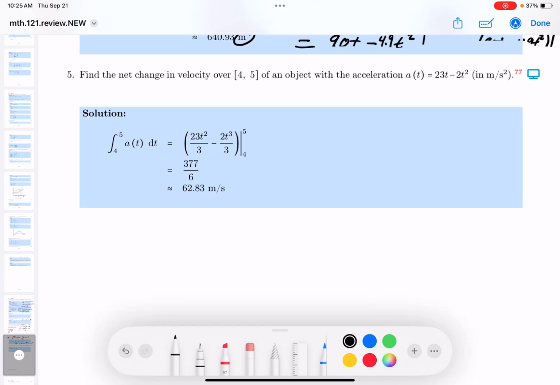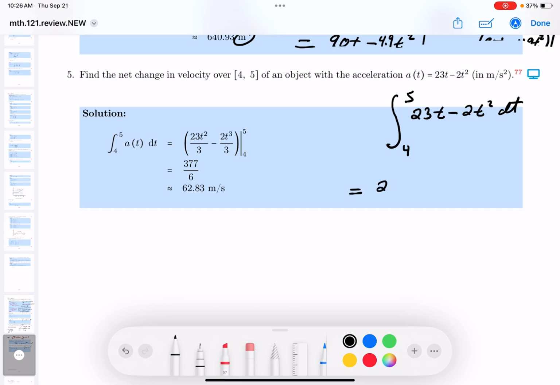Okay, we have a net change in velocity problem. Very similar to displacement, by the way, but we're integrating the acceleration function. So let's write that down. And we're going to go from 4 to 5. The acceleration function is given to me as 23t minus 2t squared dt. I'm going to integrate now.